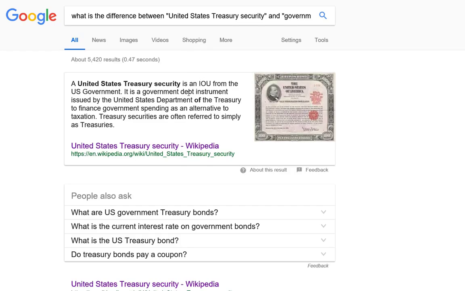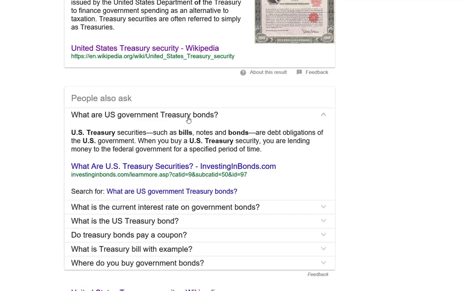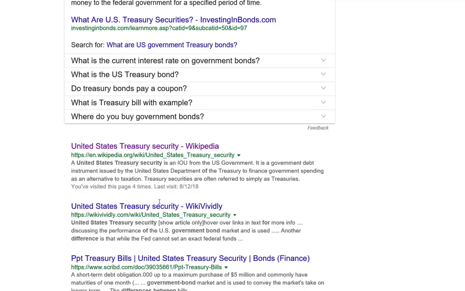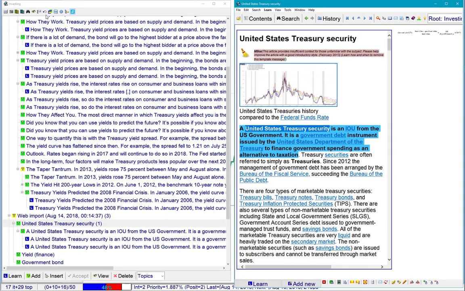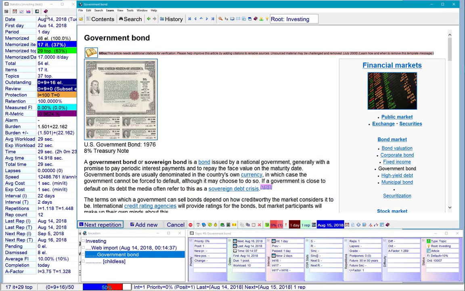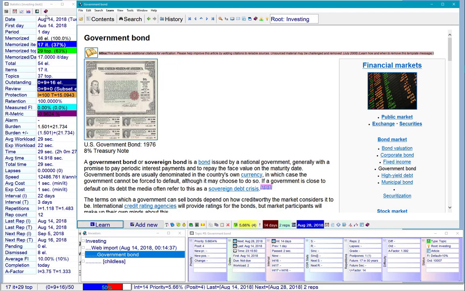Securities, this we know from a Wikipedia article. Treasury bonds, bills, notes, bonds. Treasury bond, current interest rate. What's the US treasury bond? I see in the question the treasury bonds pay coupon. What's the treasury bill? Oh, boy. Oh, I give up. Anyway, I'm not learning about bonds at the moment. So what I will do, I'll delay that by 2 weeks. In 2 weeks, I'll check it again.